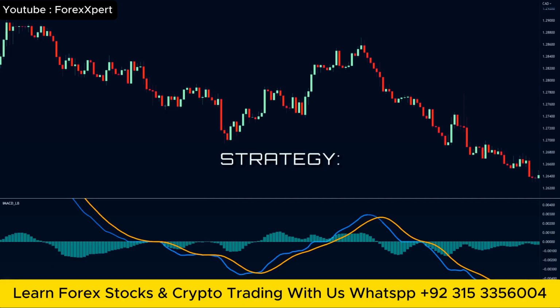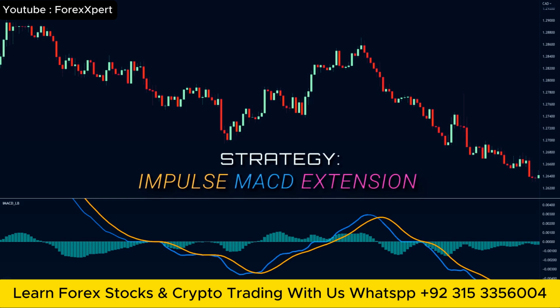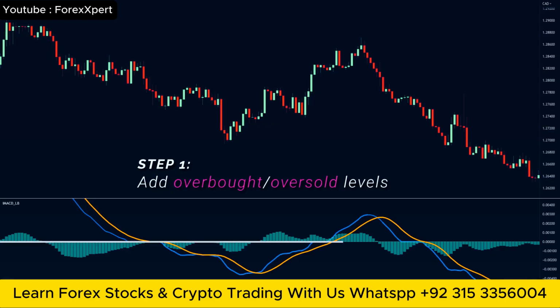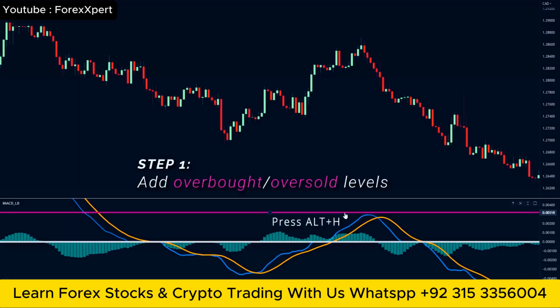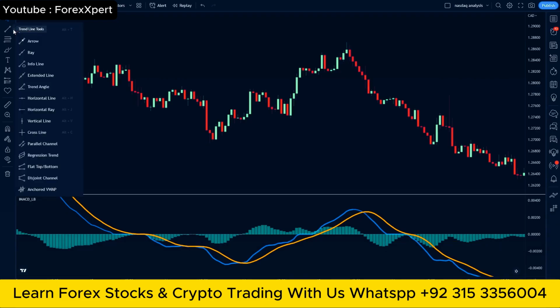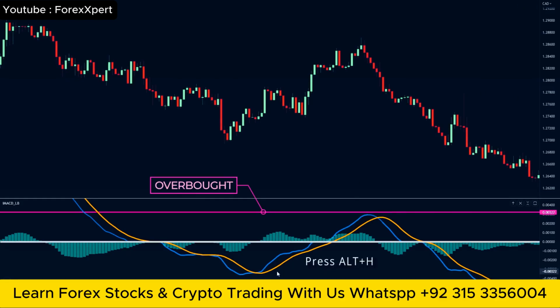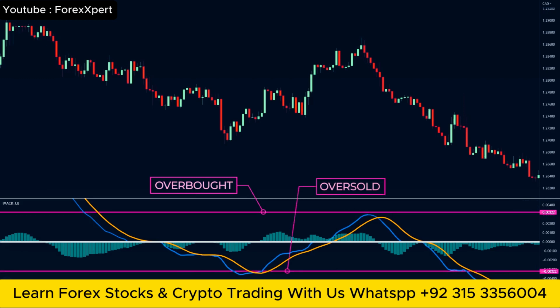So, this next strategy is a little bit more advanced, but it also has a higher win rate. It's called the Impulse MACD extension, and this is how you trade it. The first step is we need to manually add overbought and oversold levels on the indicator. And so what you do is, you drag your mouse above the middle line of the indicator and press Alt-H. Or, you can just add the lines manually like this. And so this will be your overbought line. For your oversold line, you do the exact same thing but in the opposite value. So this time, drag your mouse to below the middle line and again, press Alt-H. Now you have your oversold line.